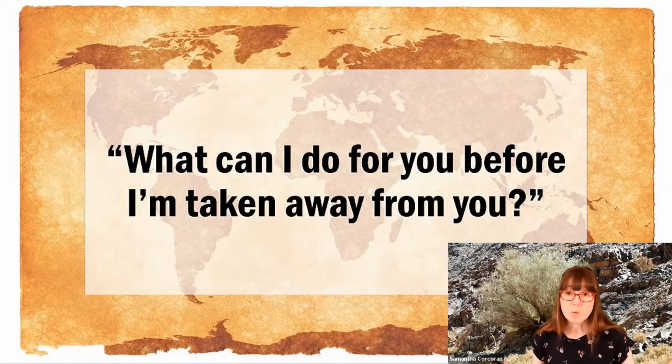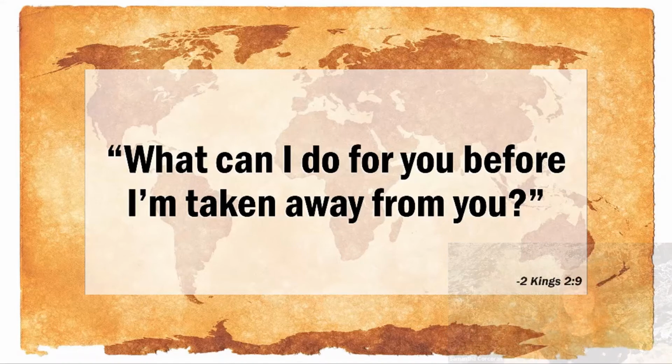But they knew this was going to happen. They were prepared for it. They knew it was coming. And so one of the very last things Elijah said to Elisha was, what can I do for you before I'm taken away from you? That's him being a friend. What can I do for you?